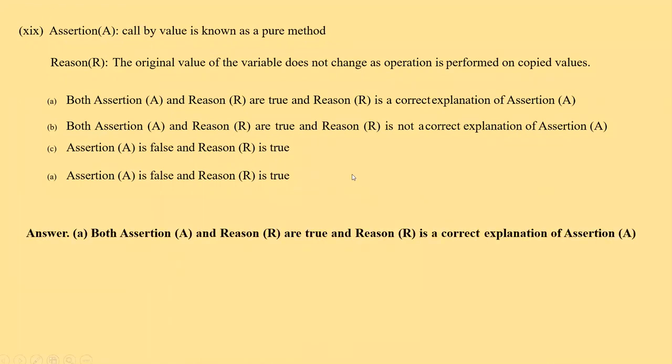Correct answer A. Both assertion and reason are true and reason is the correct explanation of assertion. Why? Because in call by value, a copy of the value is passed from the actual parameter to the formal parameter. So any change done in the formal parameter does not reflect back to the actual parameter. Now, what is a pure method? A pure method is a method which does not change the value of the operand. Thus, both satisfy each other.